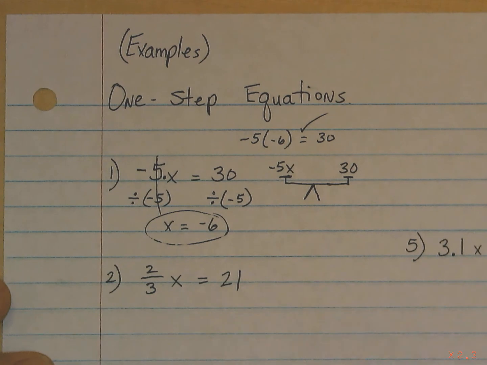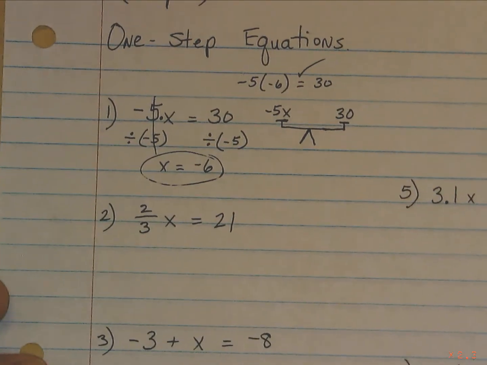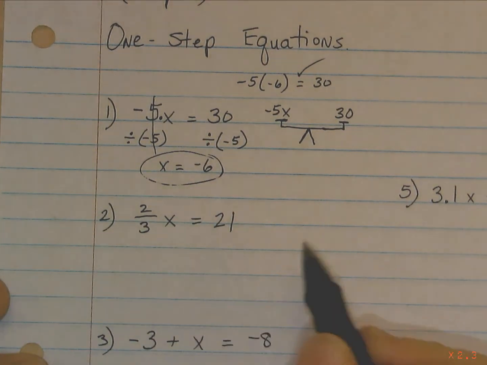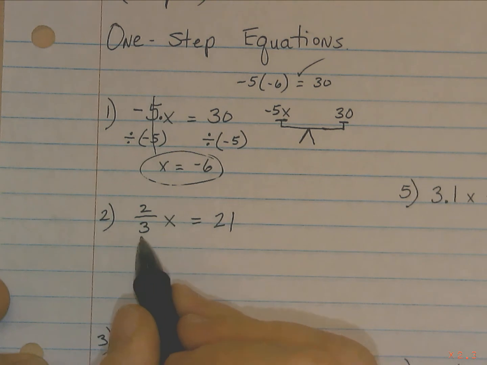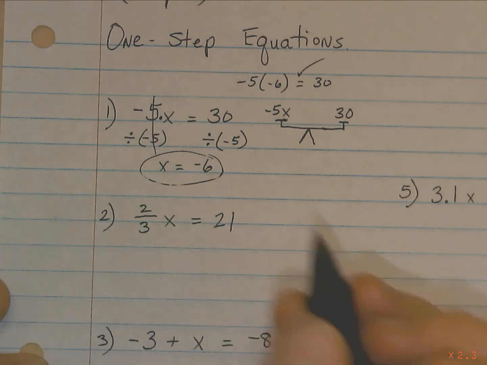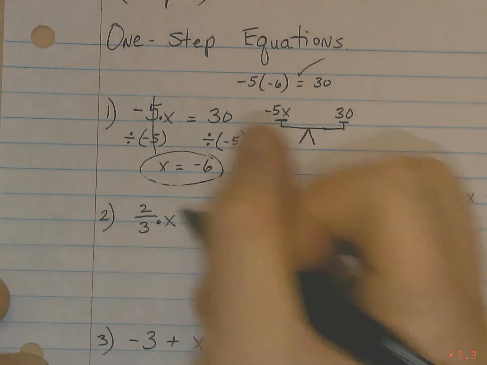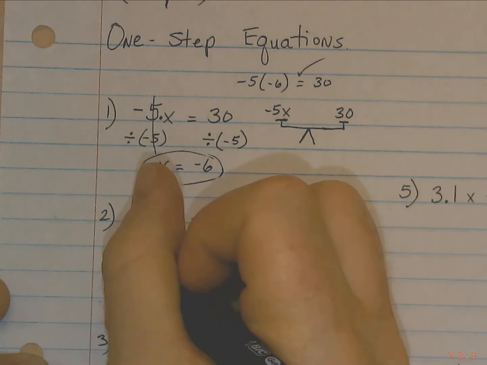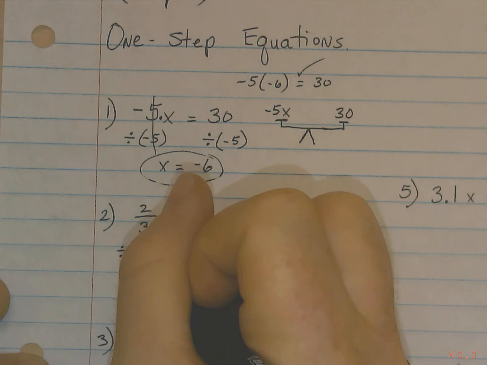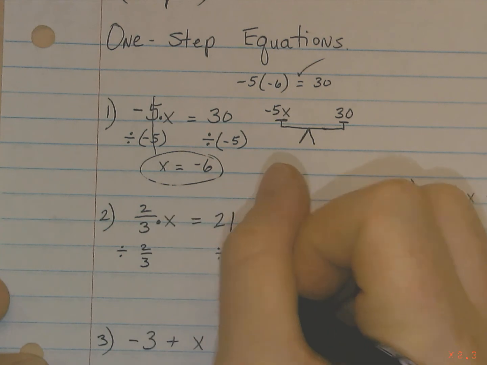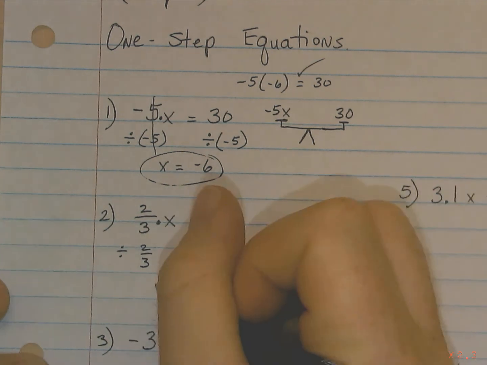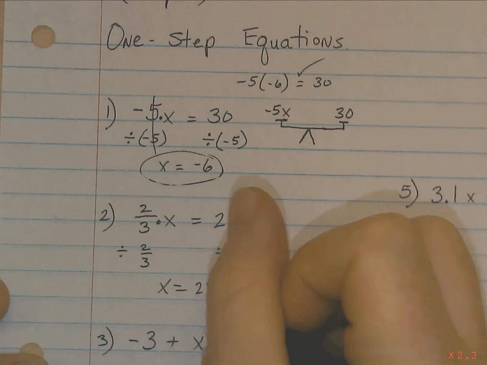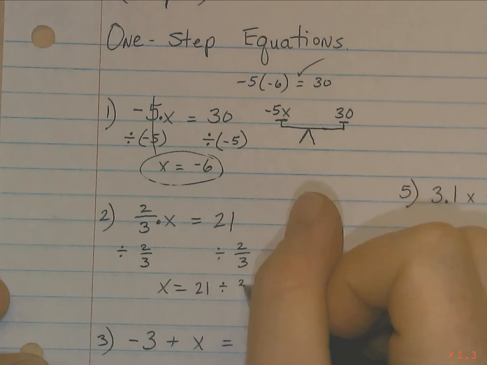Number 2, 2/3 x equals 21. Again, this closeness represents a multiplication. So what is the opposite of multiplying by 2/3? Dividing by 2/3. So we're going to divide this side by 2/3, and divide this side by 2/3. And then you'll get x equals 21 divided by 2/3.